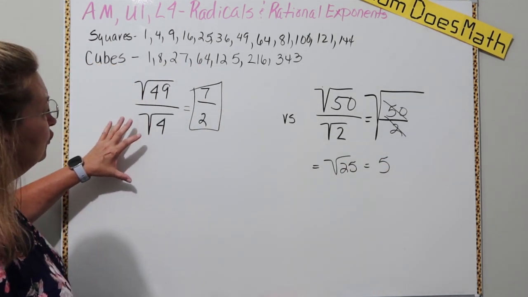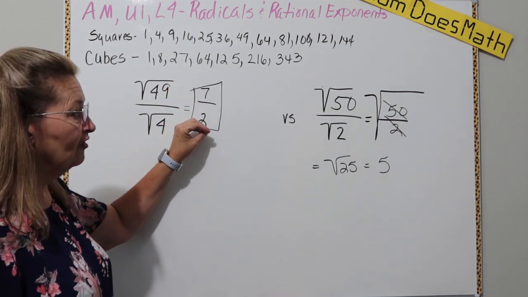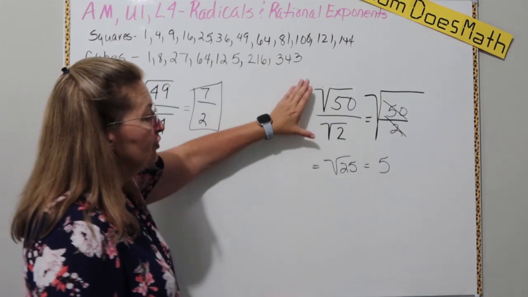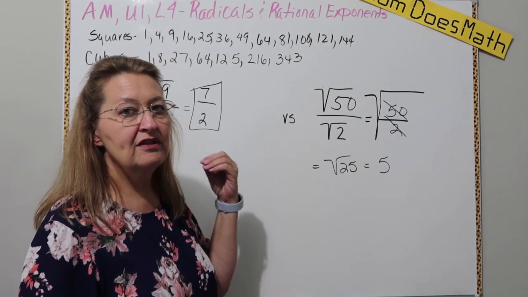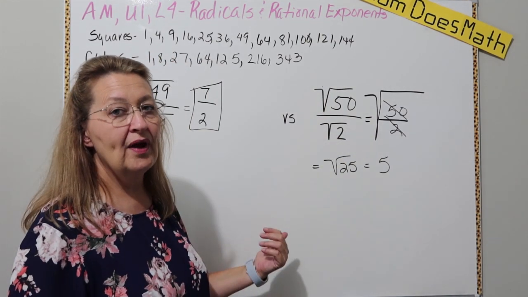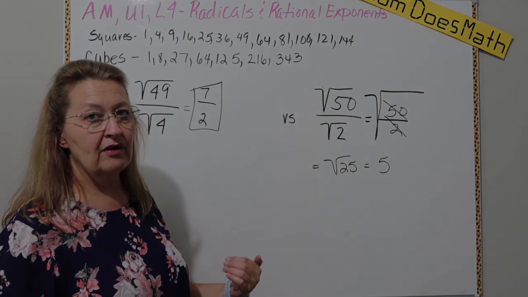So whether you find the square roots and then make a fraction, simplify if possible, or you simplify first and then take the square root, depends only on the numbers that you have. So you're just going to have to look at each problem and make that call yourself.